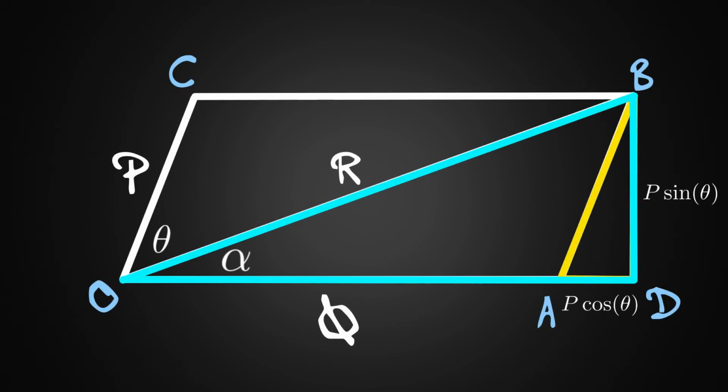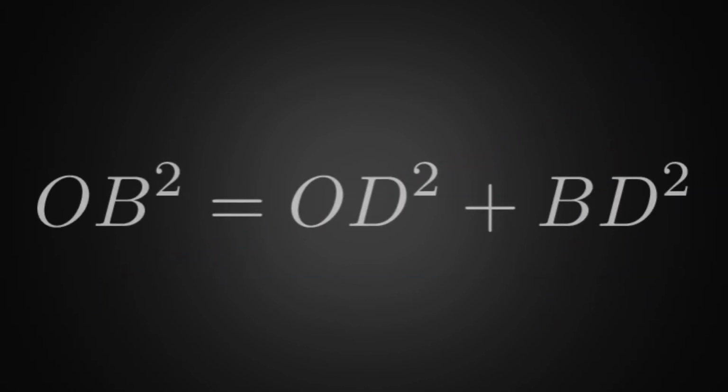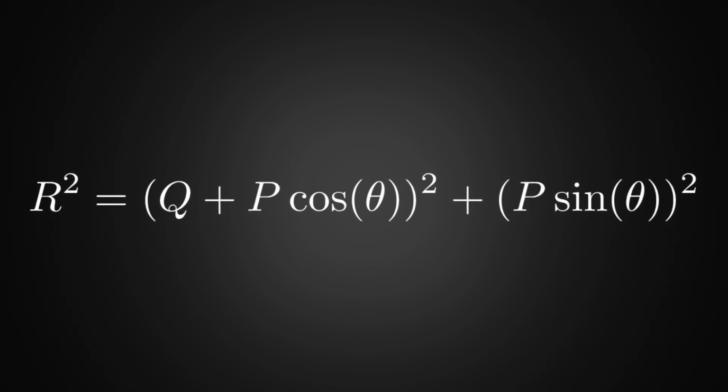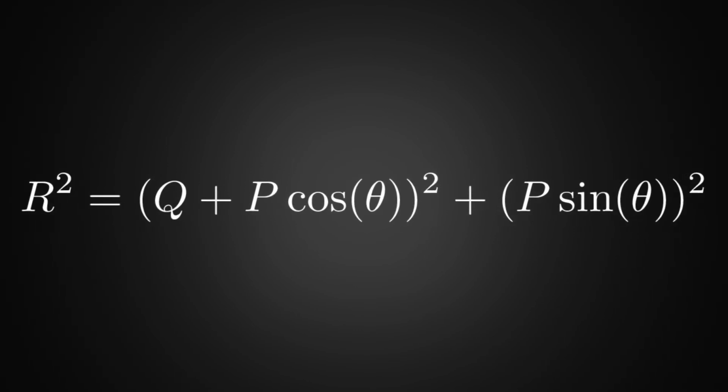Now we see another right angle triangle. What is it? Yes, it is OBD triangle. What is the theorem which hits our mind when we see a right angle triangle? Obviously, it is the Pythagorean theorem. By the Pythagorean theorem, we get that OB squared is equal to OD squared plus BD squared. Now what should we do? Yes, substitute the above derived value in this equation. Now we get that R squared is equal to (Q plus P cos theta) squared plus (P sin theta) squared.